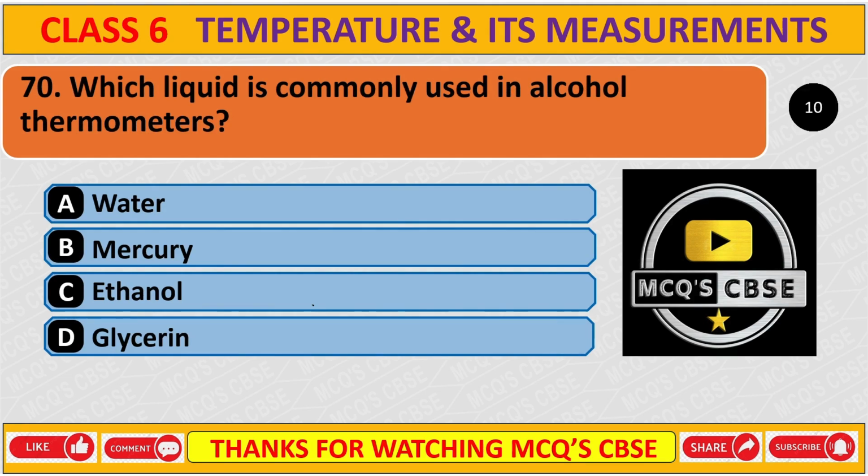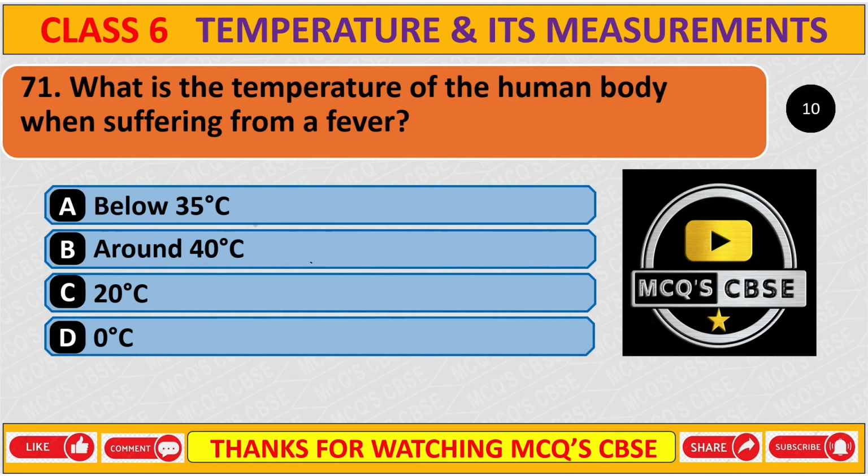Which liquid is commonly used in an alcohol thermometer? And the correct answer is C, ethanol. What is the temperature of the human body when suffering from a fever? And the correct answer is B, around 40 degrees Celsius.